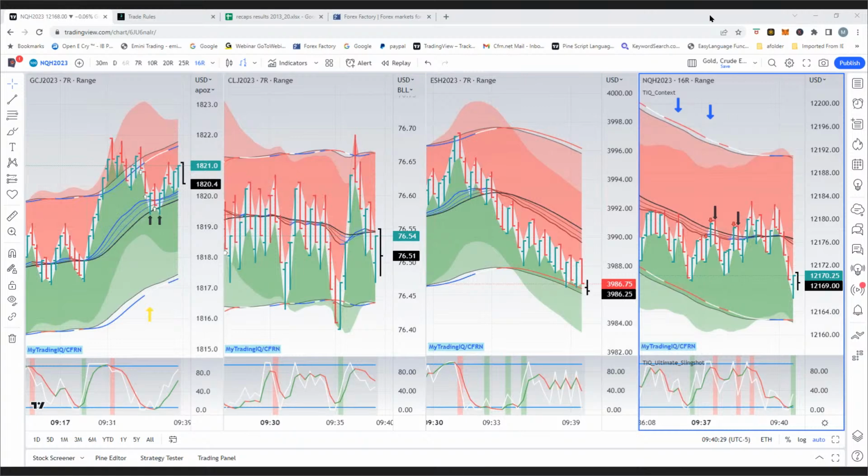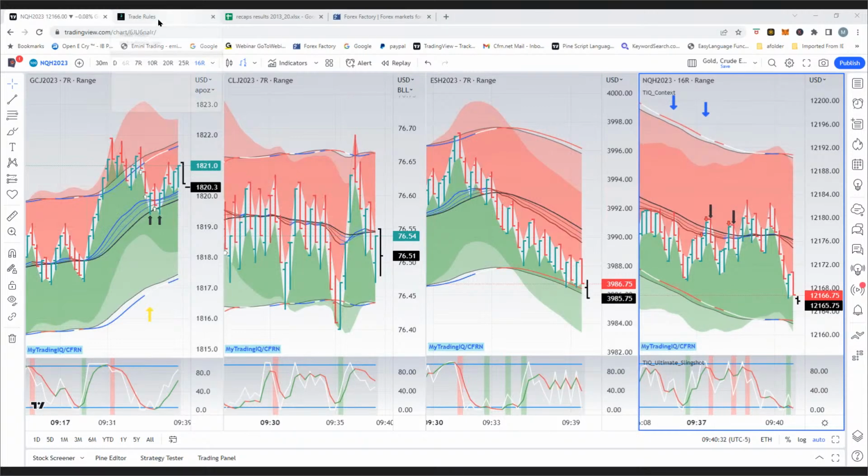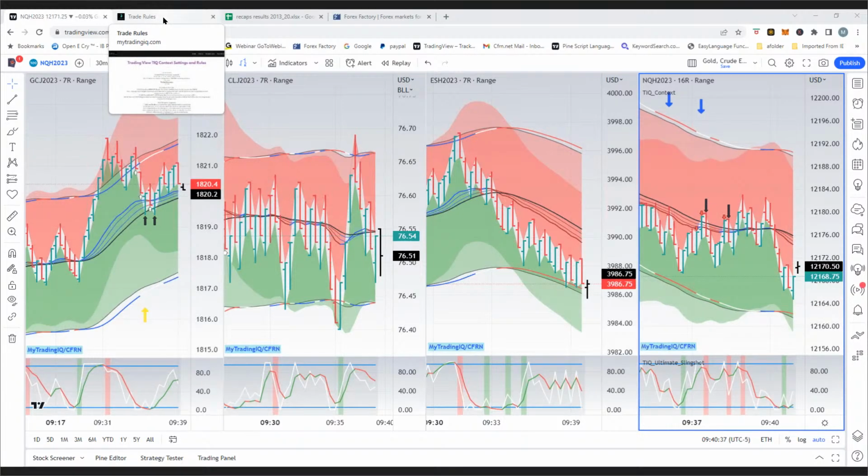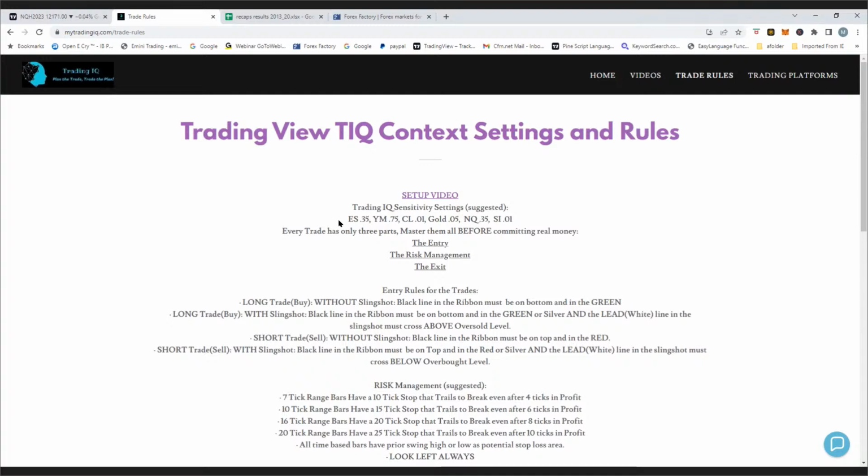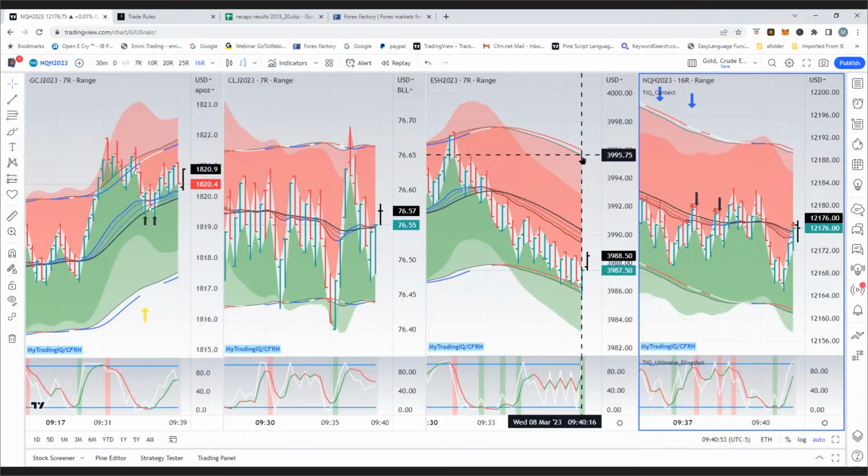All right, I'm going to show you guys this again. If you go here to mytradingiq.com, trade rules. These are the rules for the trades. These are the settings. Watch this setup video. These are the settings for the context, TIQ context, sensitivity within it, and that explains everything. It's got all the initial stops.